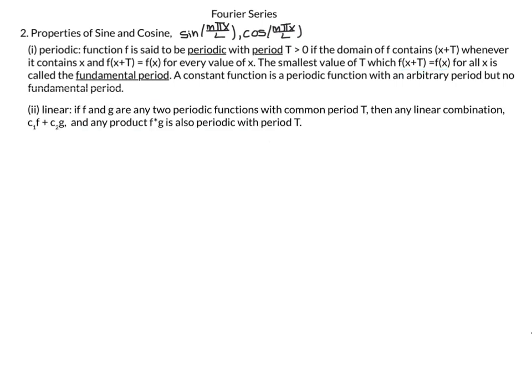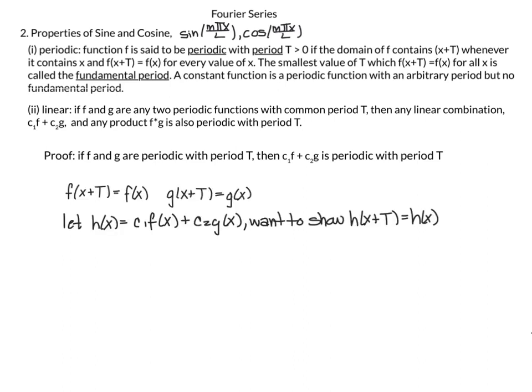The next property of sines and cosines is that they are linear. So if f and g are two periodic functions with common period t, then any linear combination, a real number times f plus another real number times g, and any product f times g is also periodic with period t. For the proof, we'll assume that f and g are periodic with period t, and then we will show that C1 f plus C2 g is also periodic. I'm not going to show the proof for f times g, but it's similar.